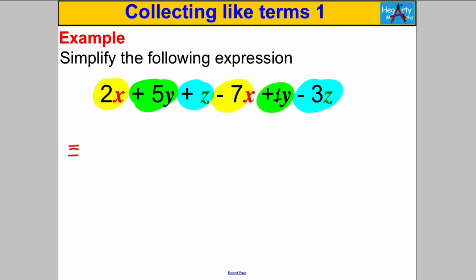Write the identical sign. 2x subtract 7x by the symmetry of subtraction is negative 5x. 5y add a single y is positive 6y, so we write plus 6y. And positive z subtract 3z is negative 2z, again by the symmetry of subtraction. And I've written them in alphabetical order, and we're pretty much done.